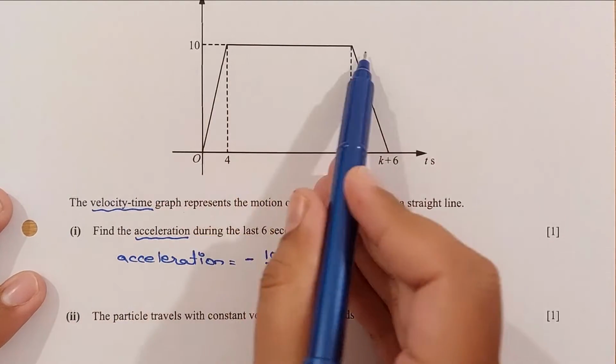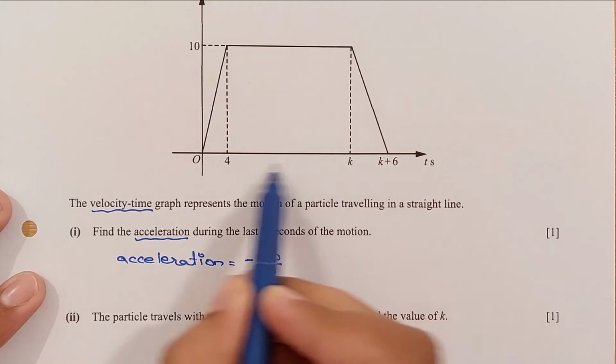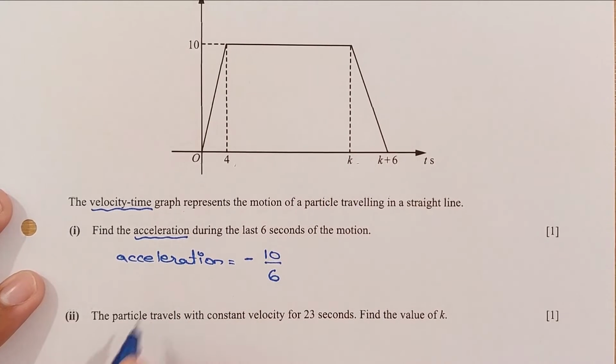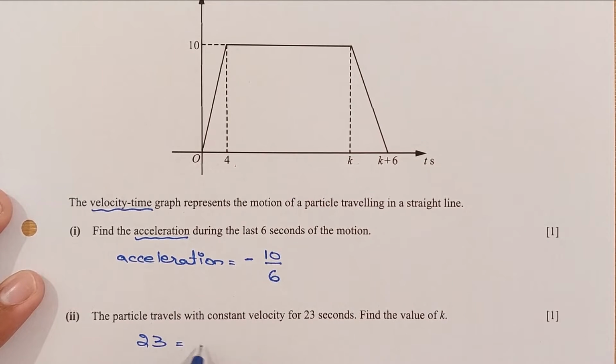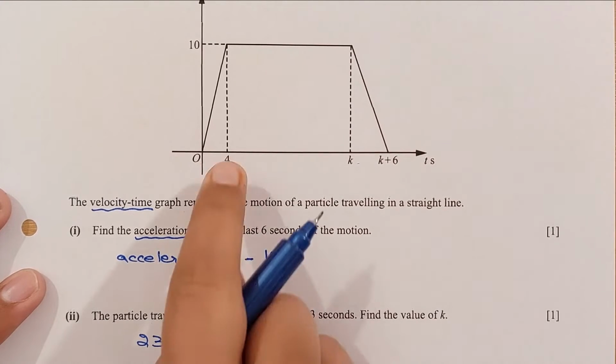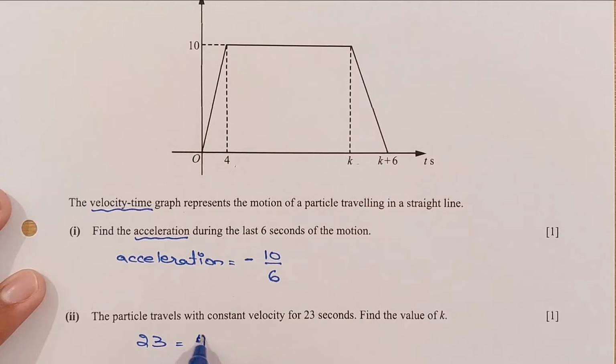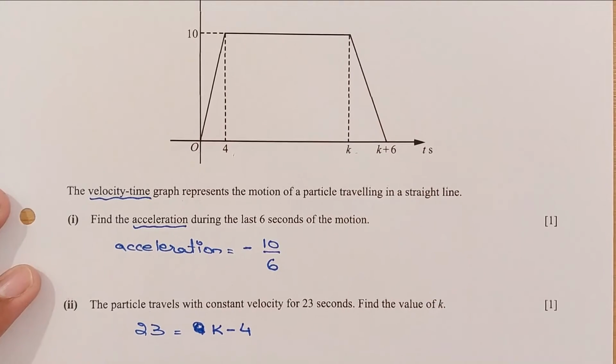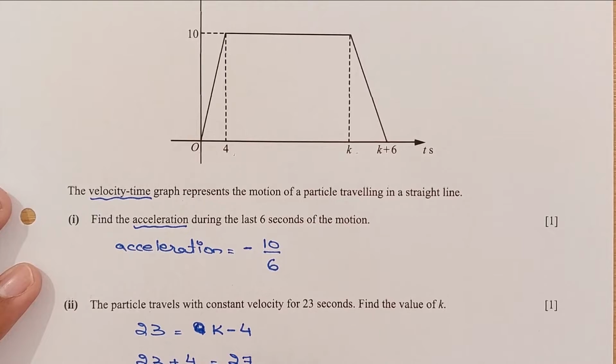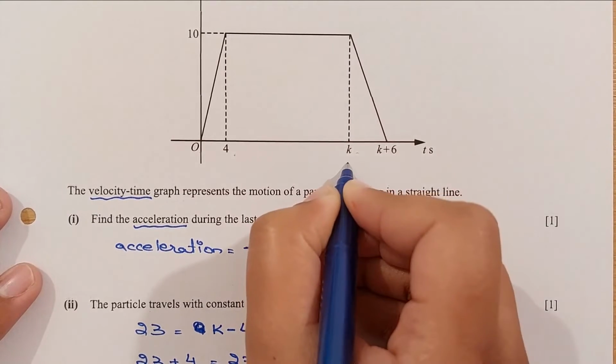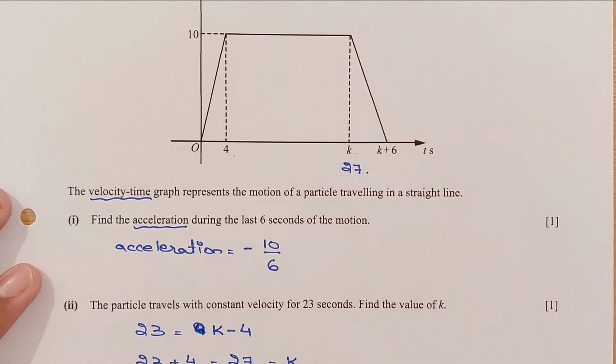So this is a constant velocity for 23 seconds, right? So this whole is 23 seconds. So 23 is basically a sum between 4 to k, or we can say that the difference of k minus 4, this difference is 23, right? So what is the k value? K value is 23 plus 4. This is equals to 27. 27 equals to the k value. So this k is 27.